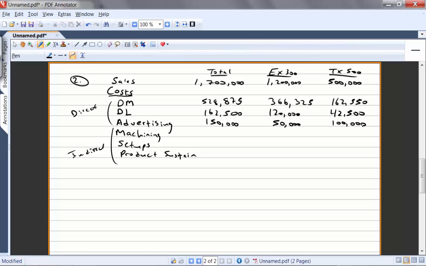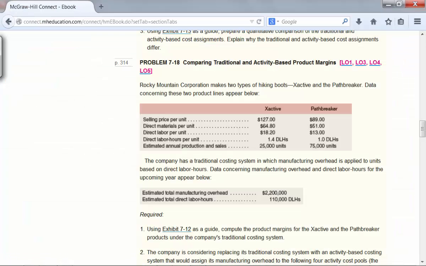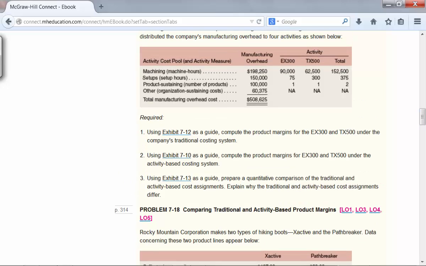It told us that in the setup there. We read that already. And then machining, what's the cost of the machining activity? Well, let's look here. Go back. Machining total cost was 198,250.